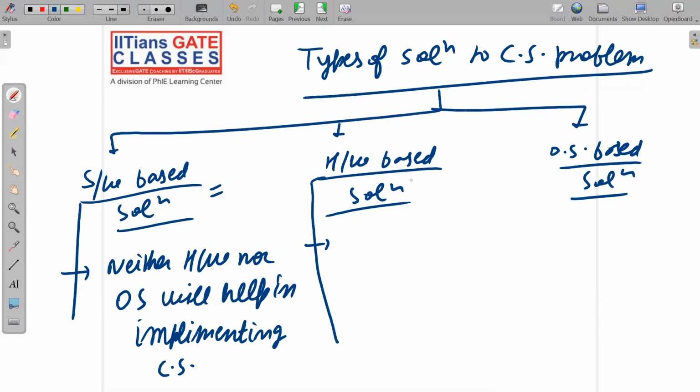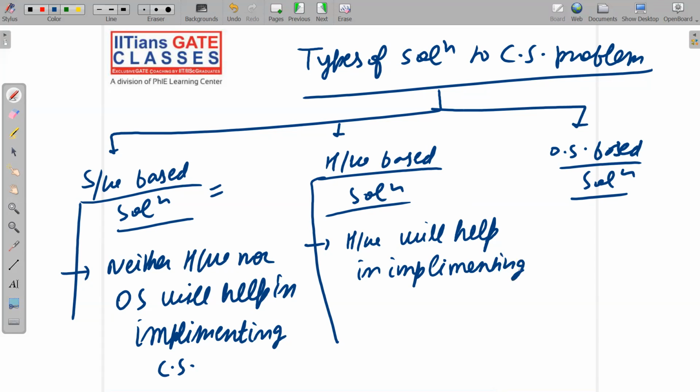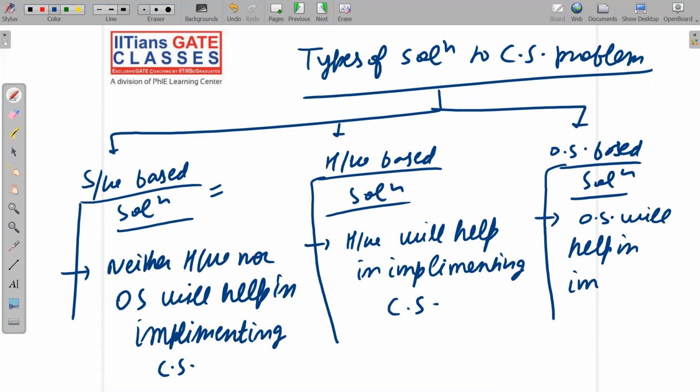Okay. Next is hardware based solution. Hardware based solution means hardware will help in implementing CS. How it will help? Don't worry. I will tell you all these things. Next is OS based solution. So OS will help in implementing CS. How OS will help and all, don't worry about it. I will tell you all these things.